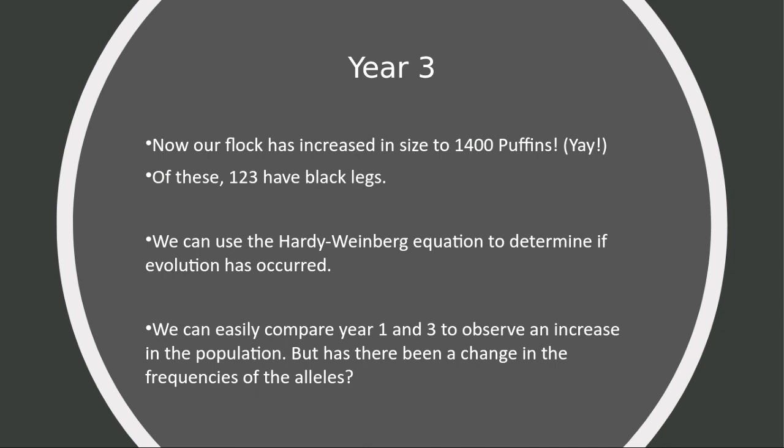And we look at our puffins and we count them up, and we note that 123 have black legs. And it's important to remember to count the ones with the black legs, because they have the recessive alleles. They are homozygous recessive. They have 2 copies of the recessive allele, which will help us to figure out our Hardy-Weinberg equation. So we can use the Hardy-Weinberg equation to determine if evolution has occurred. And we're going to do this by comparing the percentages from year 1 to the percentages in year 3 to see if there's been a change in the frequency of the alleles.